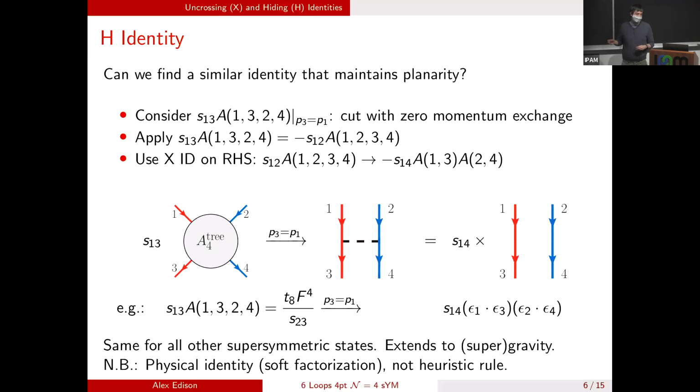The other nice thing is that this can extend to supergravity. Obviously, when you set it up as on the right-hand side of the diagram, it's all 3-point amplitudes or 2-point amplitudes. And so everything will just square to gravity right away.